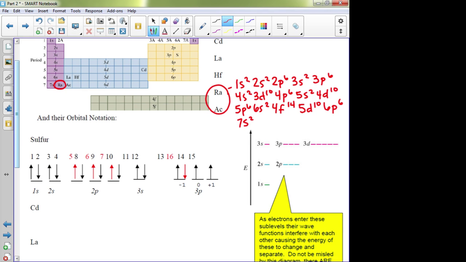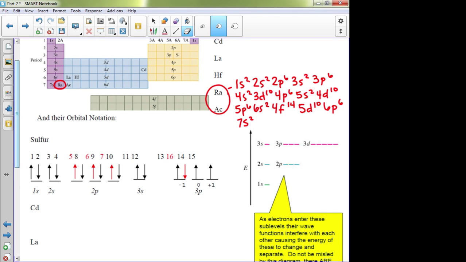But does everybody see how to do it the long way in case they ask you to do that on the AP exam? And all we did was follow the periodic table. That's all you've got to do. Remember this, because we're going to have a quiz on this tomorrow, and we can definitely do it.